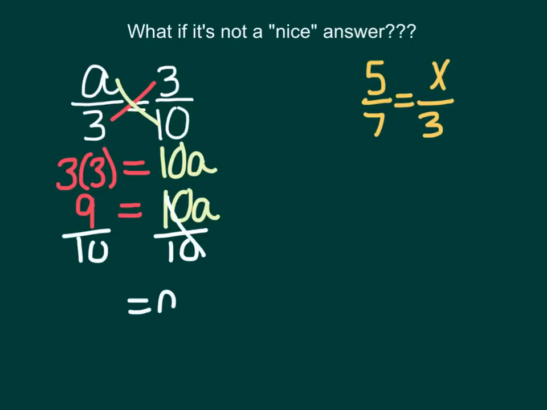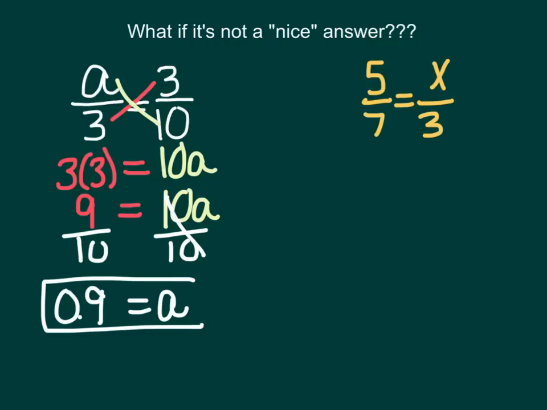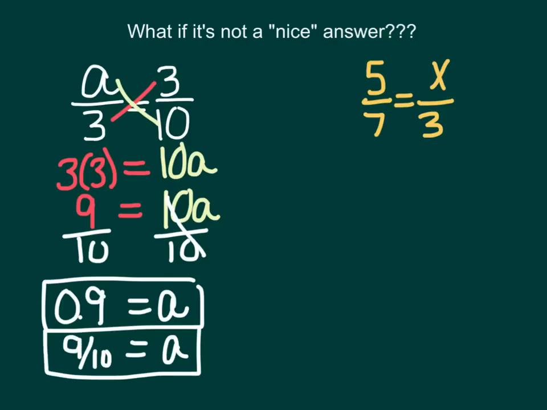And I'm left with a equals, if I do 9 divided by 10 on my calculator, I guess I do get a nice one on this one, I get 0.9. So you can leave it like that, okay? Or, I just want to point out, I could have left this as my answer right here, 9/10. I would have just rewritten it below. I could have left it as 9/10, because 9/10 is the same thing as 0.9.